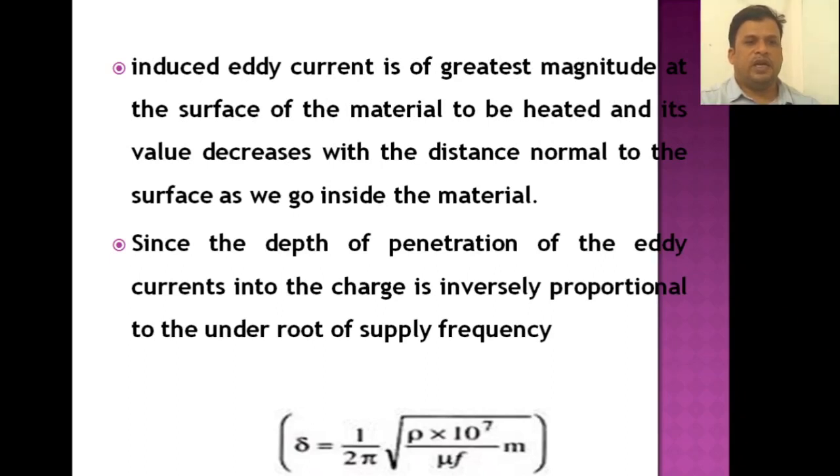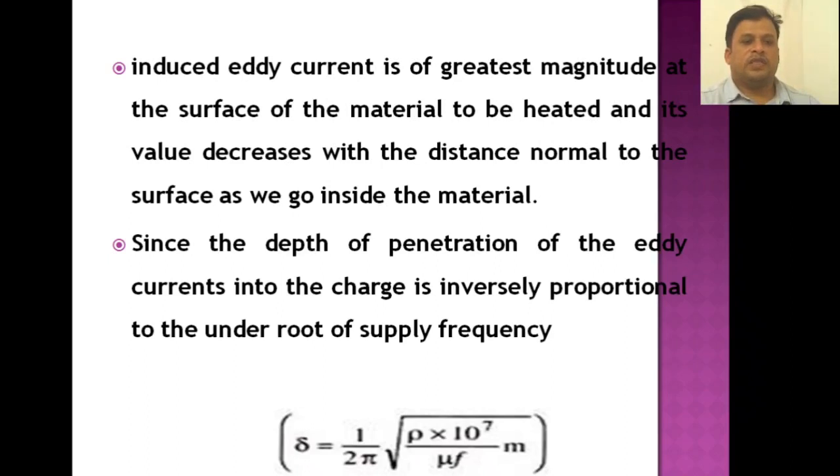So, this eddy current is of greatest magnitude at the surface of the material, and its value decreases with the distance normal to the surface as we go inside the material. As we go inside the material, the eddy current, or the induced current magnitude, will be lessened.